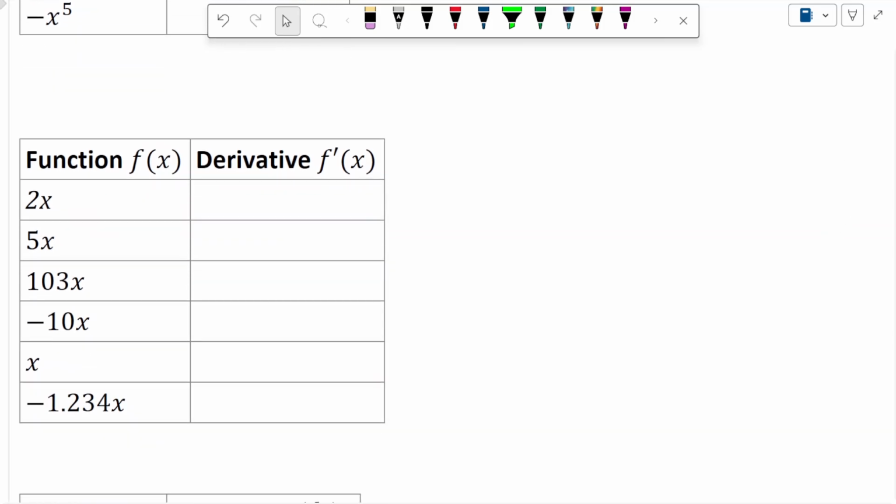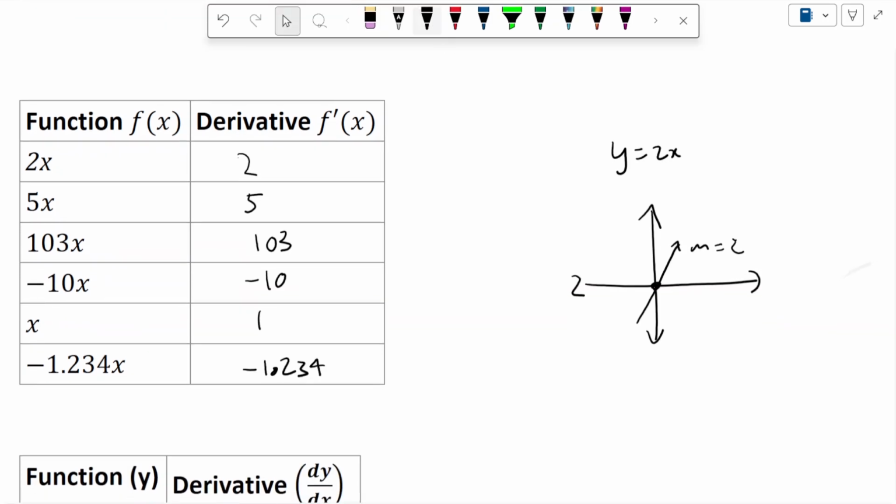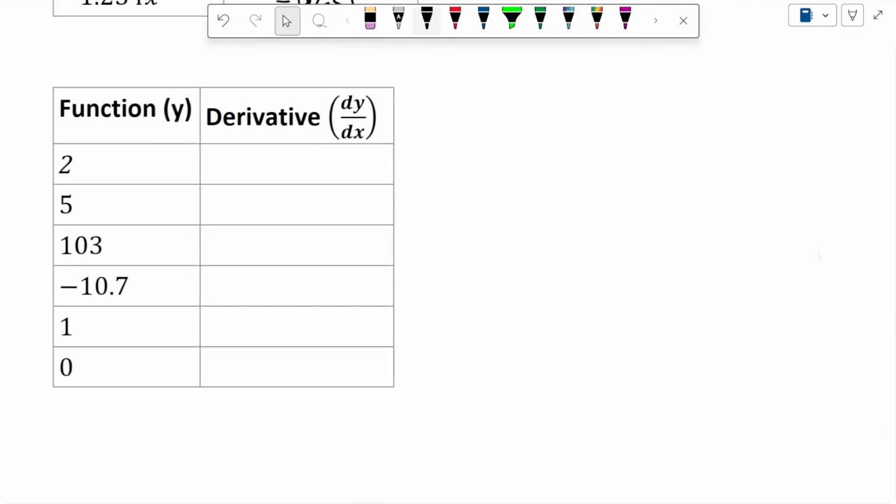If we have things like this, notice all these numbers are just multiplied by x. So we're left with the actual number itself: 2, 5, 103, negative 10, 1, minus 1.234. Be really careful because that one's a 1x there. I'm hoping that makes sense, because if I look at the function y equals 2x, this is a straight line with a y-intercept of 0 and a slope of 2. So I'm hoping we can agree that the derivative of that line is 2. That means the slope, and it's at any point, so it doesn't matter what x is.